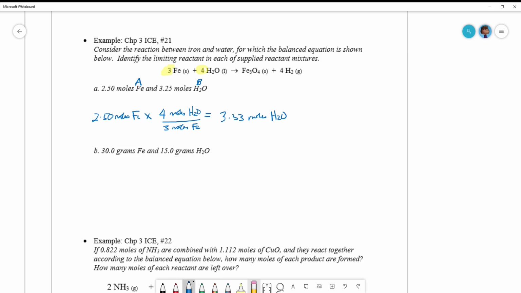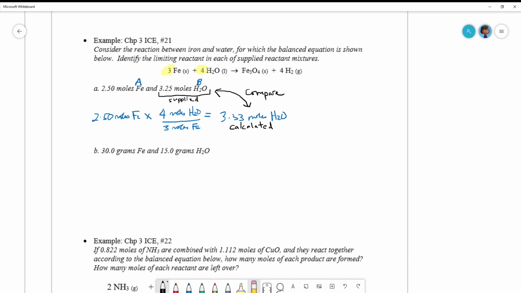Okay, now what do these quantities represent? Well, this is the calculated amount of water. I calculated it using stoichiometry. Now, this amount of water right here in the problem is the supplied amount of water in the problem. Now, what we do at this point is we compare these two quantities.